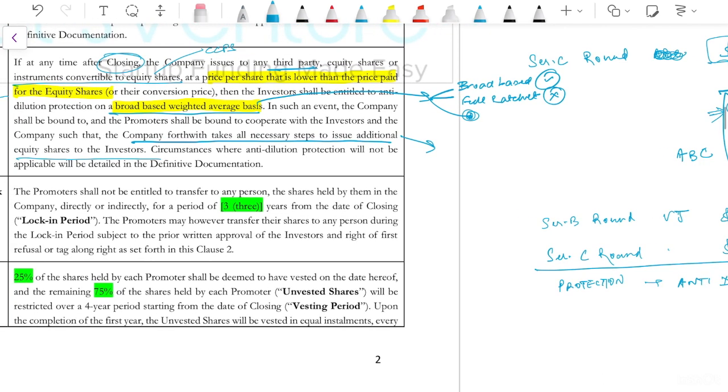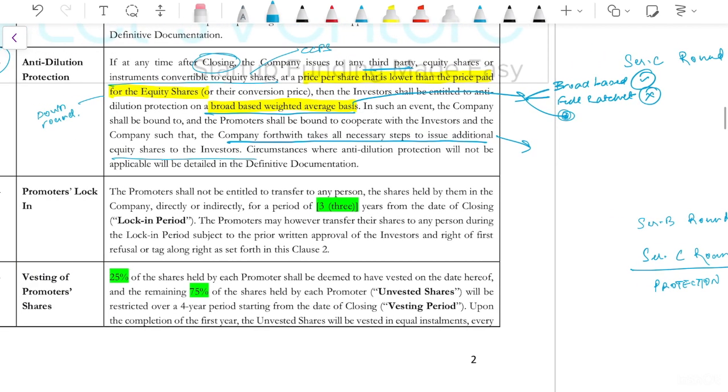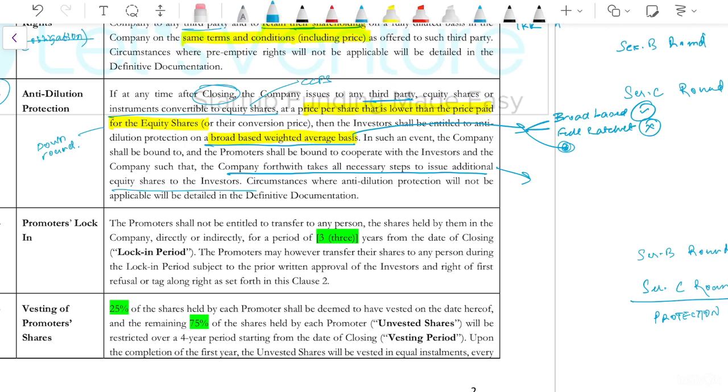Now, again, if you look at it from an investor angle, this clause makes sense because the investor is saying that if a down round is happening, in that case, I do not want my stake to be diluted unnecessarily. So, as a company, as a promoter, it is your responsibility to prevent my stake from being diluted in such a scenario. On the contrary, imagine this situation from a company angle.